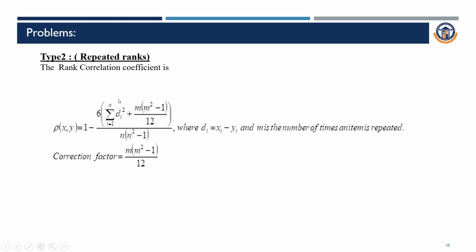The next type is repeated ranks. The rank correlation coefficient for repeated rank is rho of x comma y is equal to 1 minus 6 times summation di square plus m into m square minus 1 by 12 whole thing divided by n into n square minus 1. N means number of data. M is called the number of times an item is repeated. But this full term m into m square minus 1 by 12 is called the correction factor.